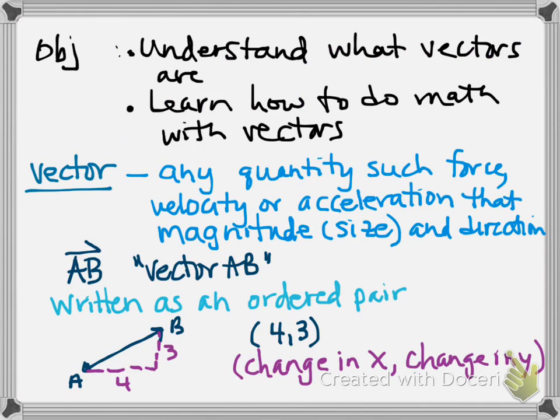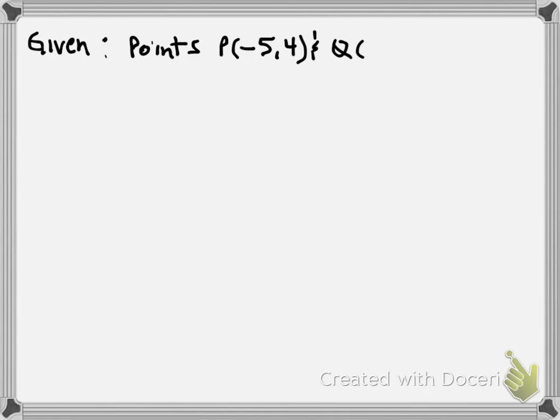Okay, so let's do an example of this. I'm going to be giving you some information. You have 2 points. We have P that's located at negative 5, 4. And we've got Q that's located at 1, 2.